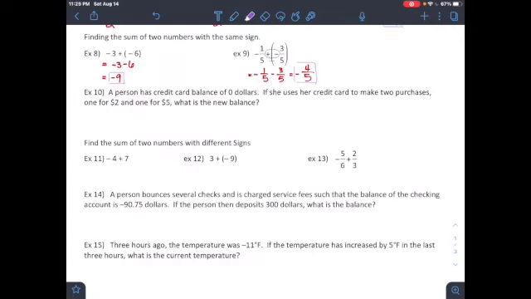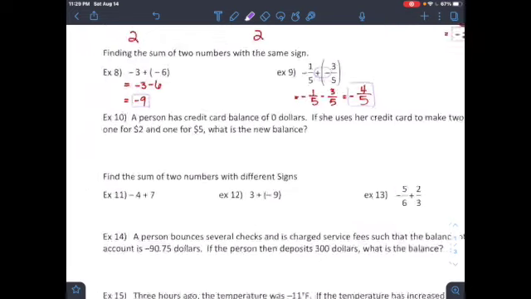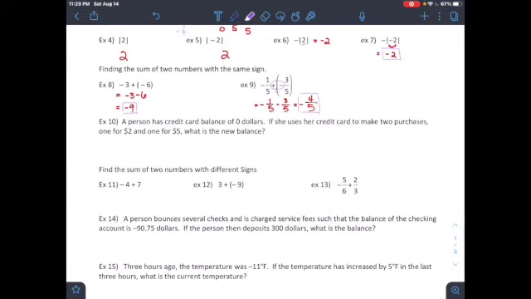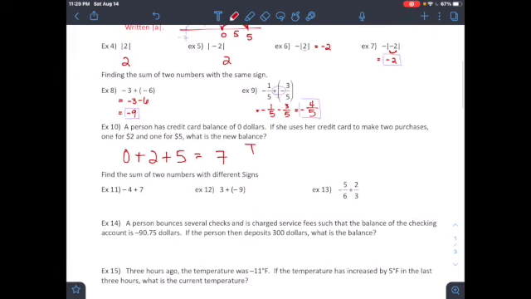Example 10. A person has a credit card balance of $0. If she uses her credit card to make two purchases, one for $2 and one for $5, what is the new balance? In this case, your credit card starts with a 0, and then +2 plus 5 is going to be $7. You should write it out: the new balance of the credit card should be $7.